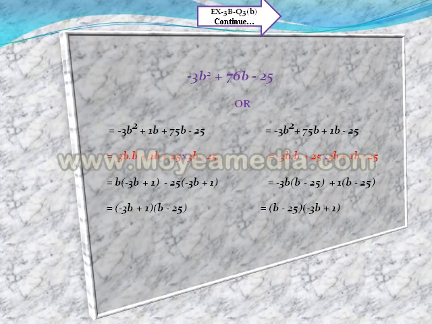And here is the final step. On the left side, minus 3b plus 1 is present in both the terms, so I took it out. What remains inside is b minus 25. On the right side, b minus 25 is common, so what remains inside is minus 3b plus 1. As you could see, both the answers are exactly the same.